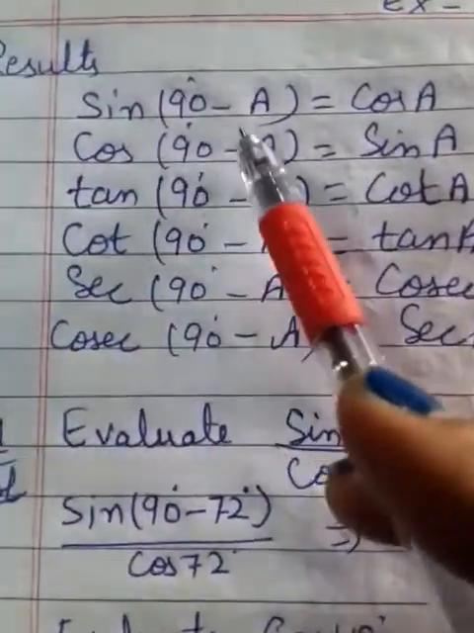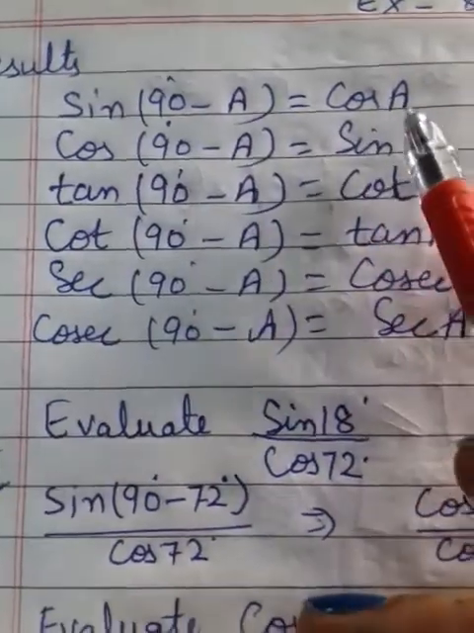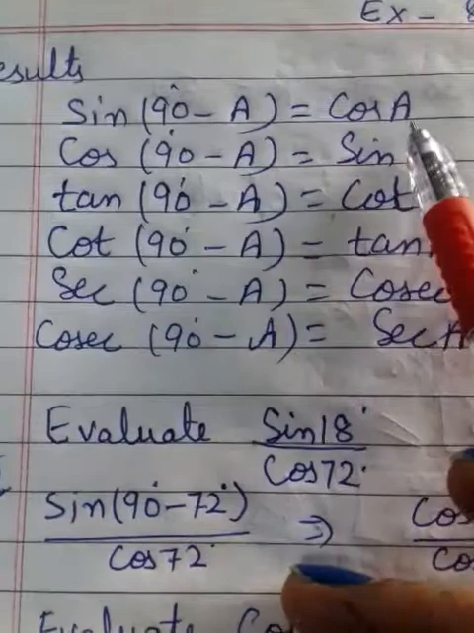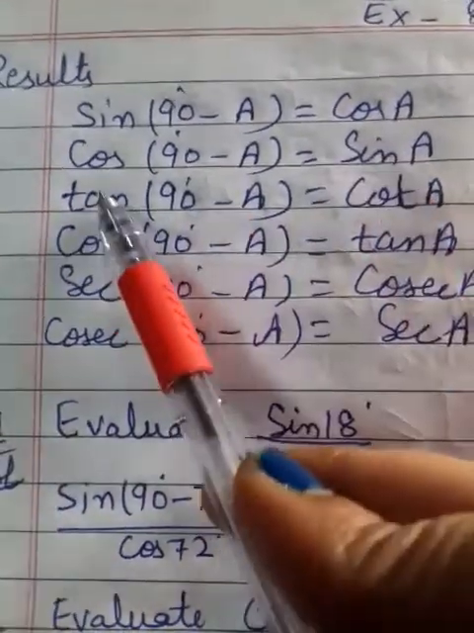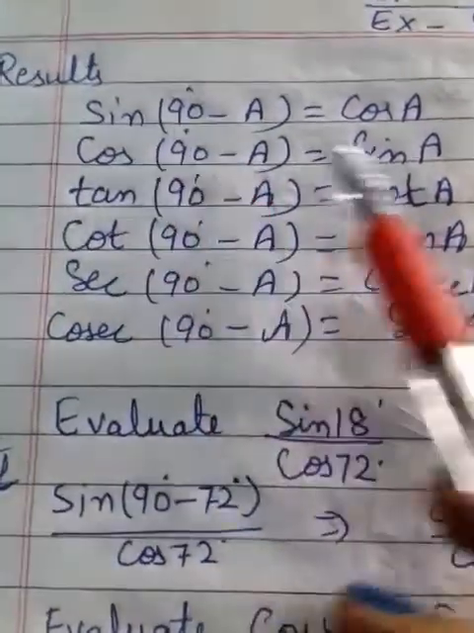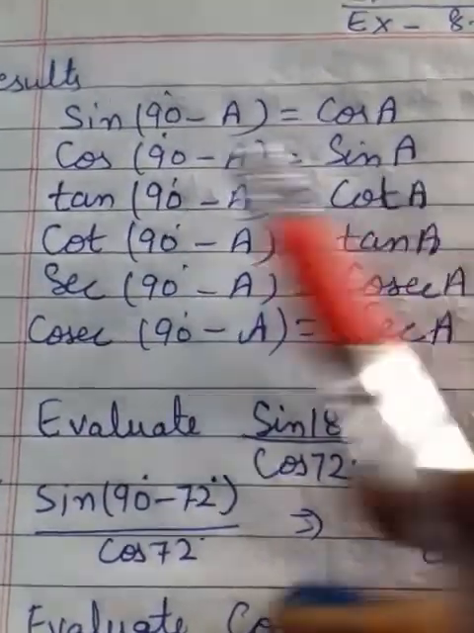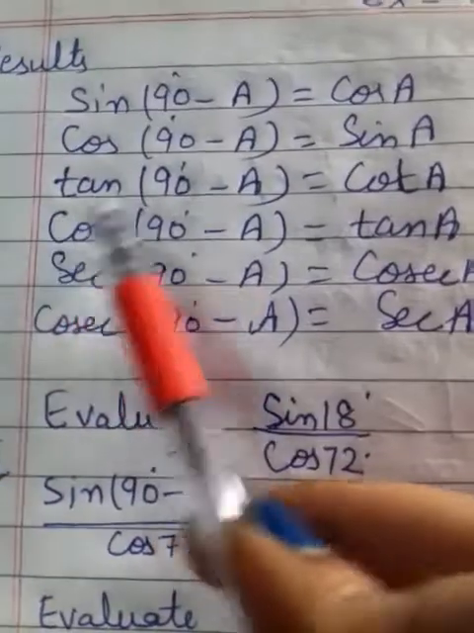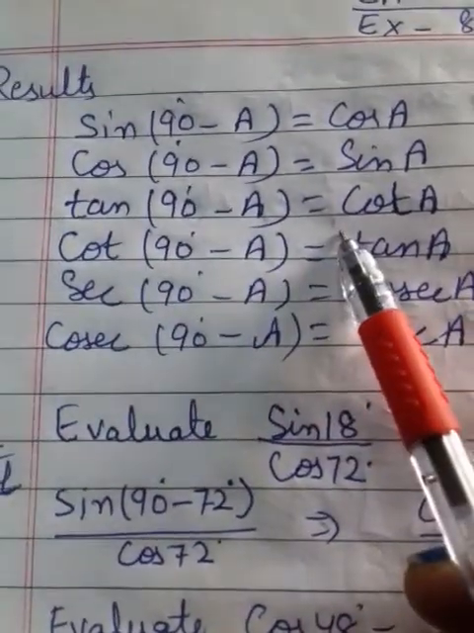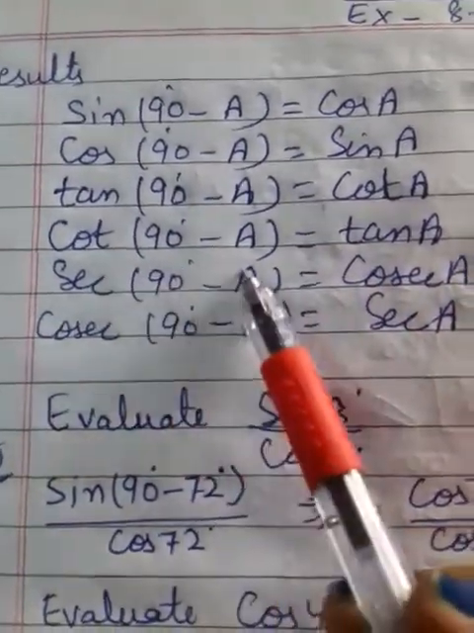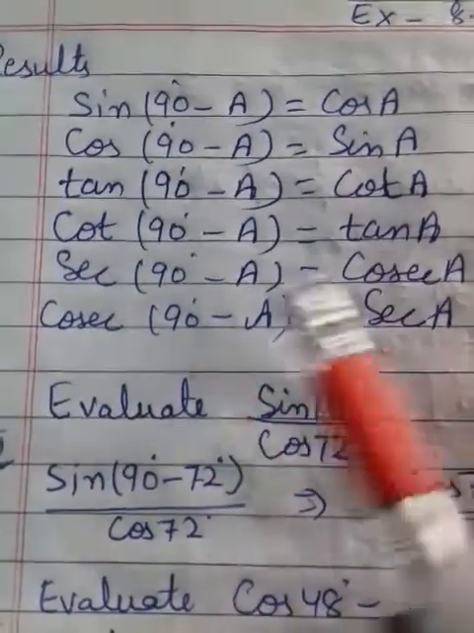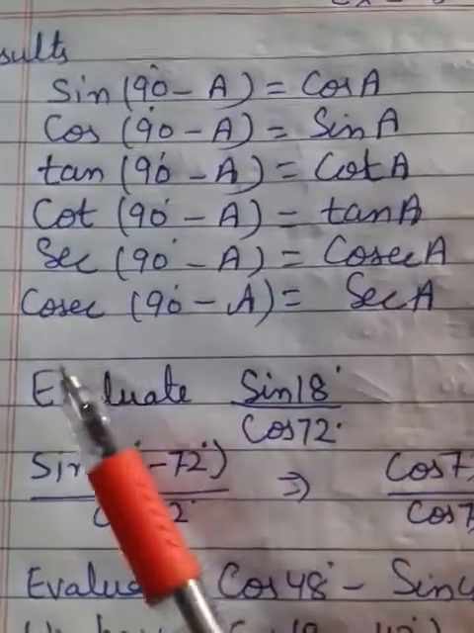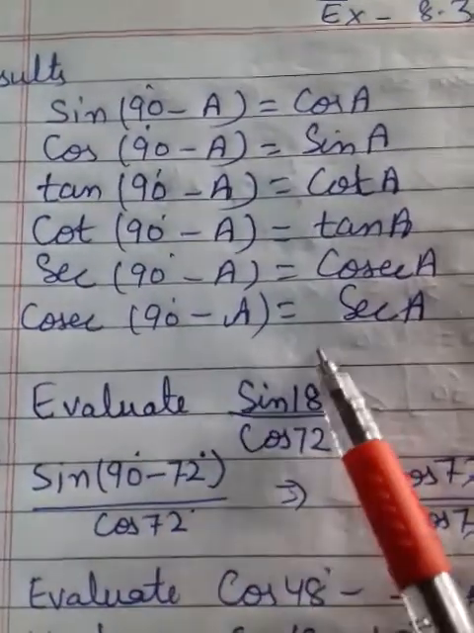Sin 90 minus a is equal to cos a. Similarly, cos 90 minus a is equal to sin a. Sin is changed into cos, cos is changed into sin. Tan 90 minus a is equal to cot a, cot 90 minus a is equal to tan a. Secant 90 minus a is equal to cosecant a, cosecant 90 minus a is equal to secant a.